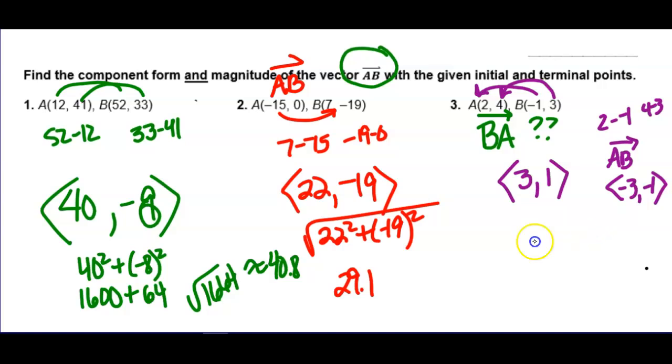Now, the length of these is the same. The magnitude of either one of those is just 3 squared plus 1 squared, because when you square negatives, they become positive. So it's square root of 10 or 3 point something. 3.16 or 3.2. Okay, so that's some of the things you might have to do in Delta Math today. Day 1 on vectors.